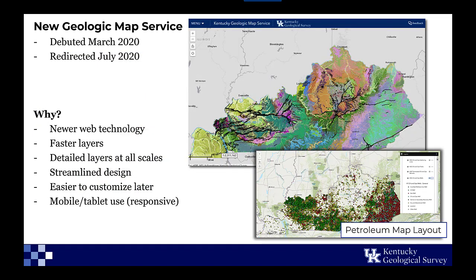So the new Geologic Map Service we debuted in March of 2020, and then we redirected all of the map service in July of 2020. And the reason we redeveloped this was a lot of reasons. One was that mobile use. We wanted something that was responsive in design.